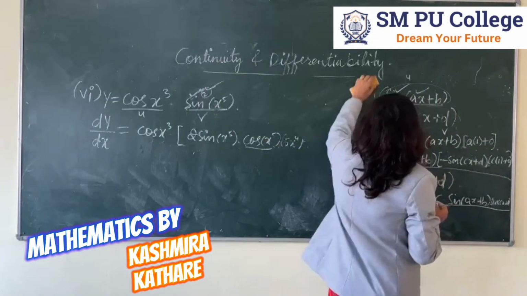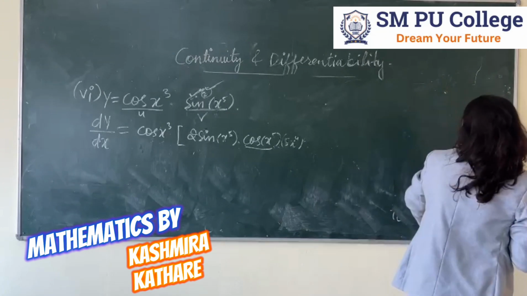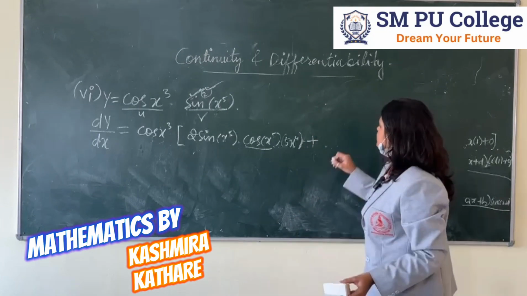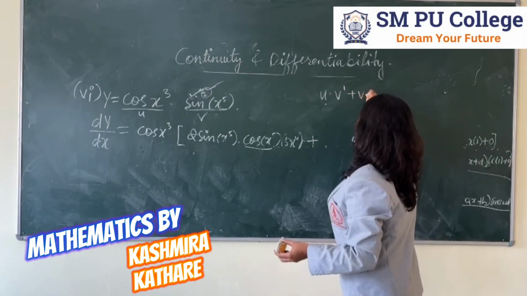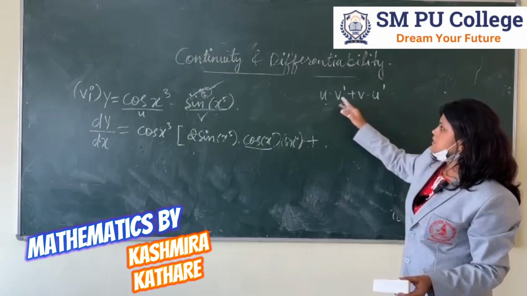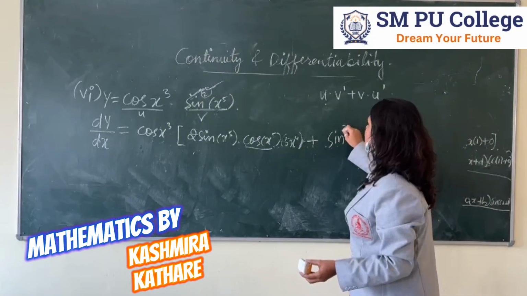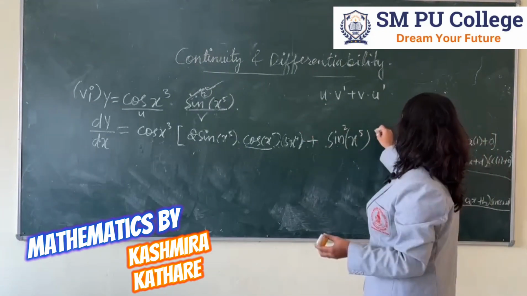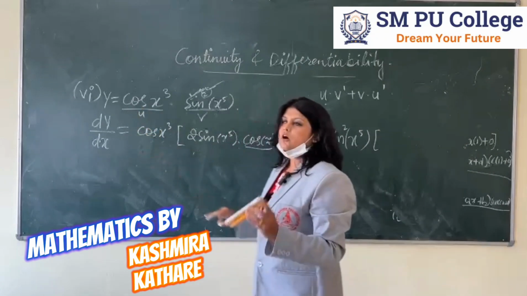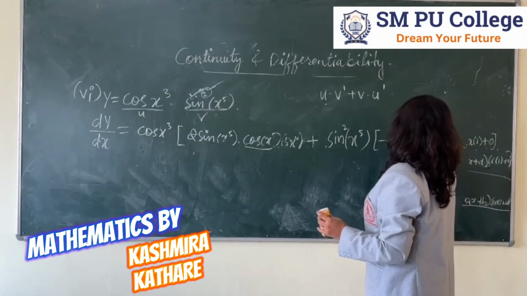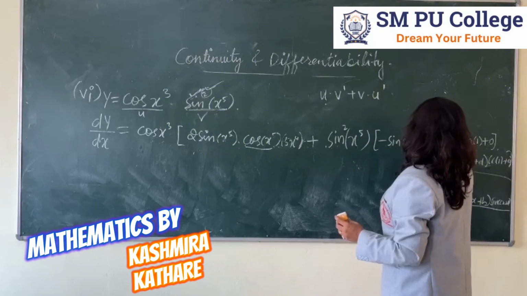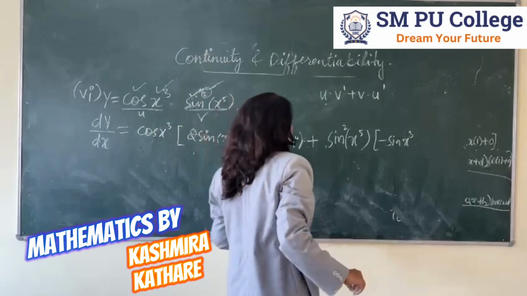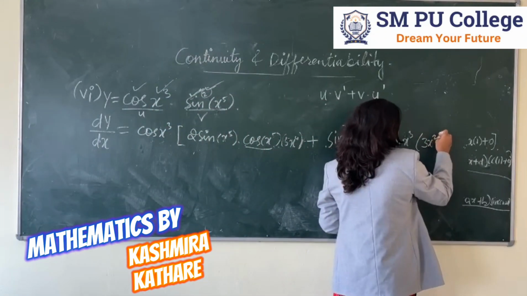U plus differentiation of v we have done, right? Plus u differentiation of v, differentiation of u. V as it is. V in the sense sine square x raised to 5 as it is. Differentiation of u. U is what? U is cos x cube. Cos differentiation is minus sine. What value? X cube as it is angle. Done with cos, we have to differentiate x cube. X cube differentiation is 3x square.